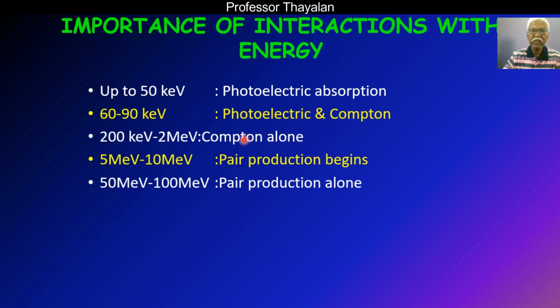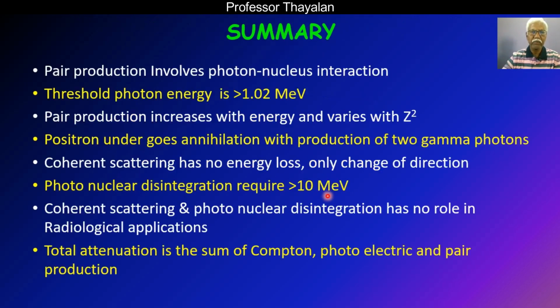What is the importance of interactions with the energy? Up to 50 kV, photoelectric absorption is very important. 60 to 90 kV, photoelectric and Compton effect are important. Between 200 keV and 2 MeV, Compton alone is very important. At 5 MeV, 10 MeV, pair production begins. At 50 MeV, 100 MeV, pair production alone is important.